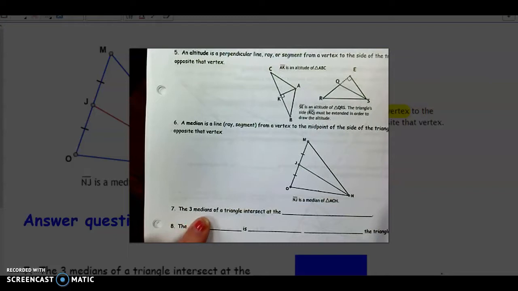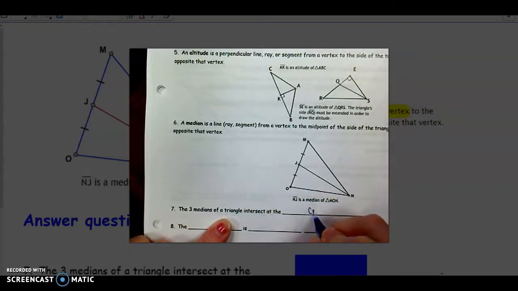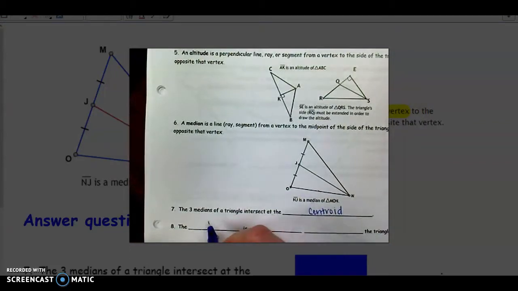The 3 medians of a triangle intersect at a point that is called the centroid. Centroid. Again, I want you to notice that median starts with a consonant, and so does centroid. So we have perpendicular bisector that goes with circumcenter, and median that goes with centroid.